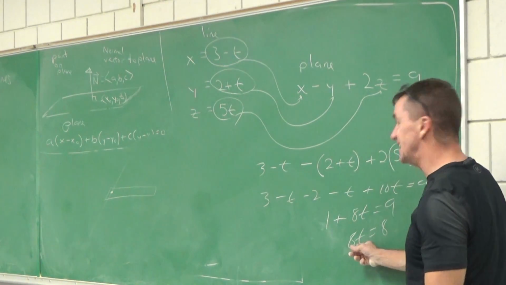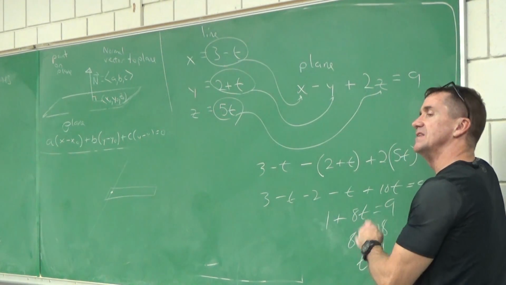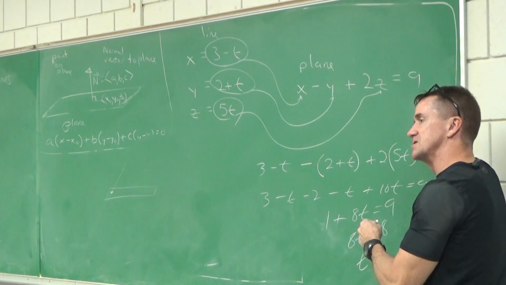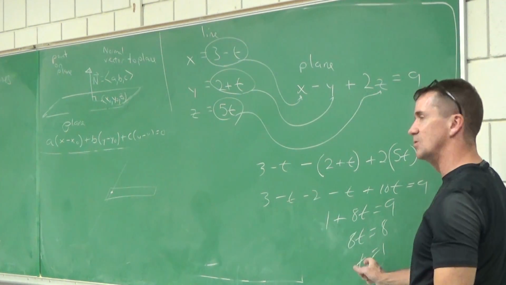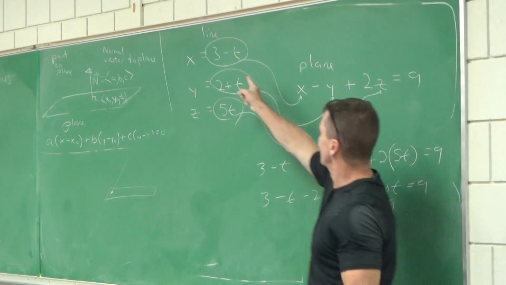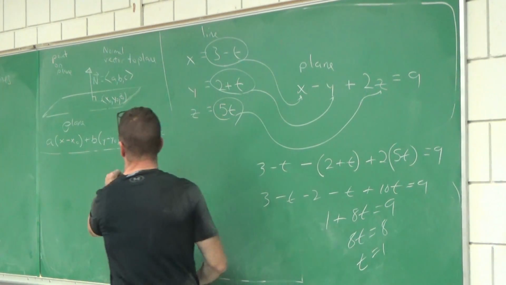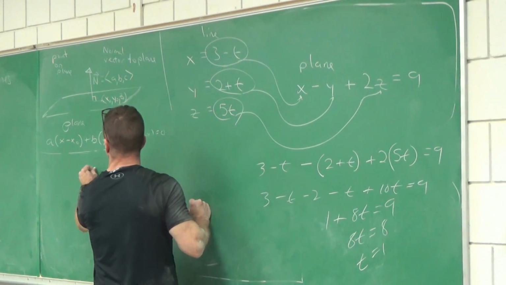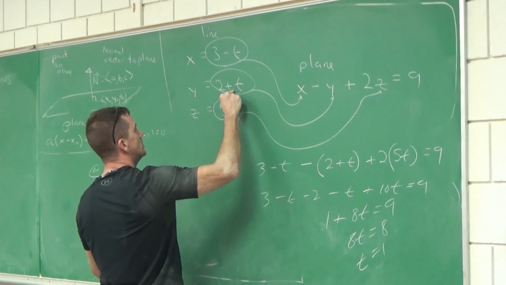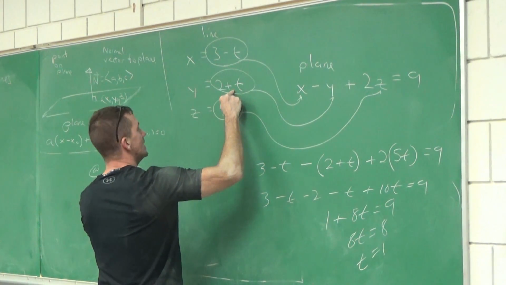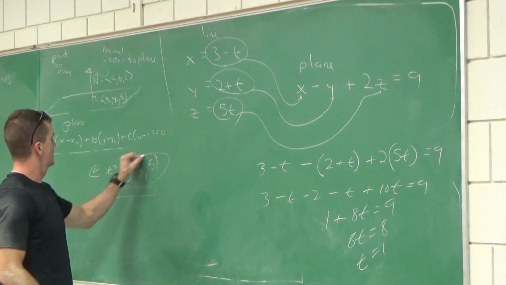Maybe a little bit too easy. t is what? Hey, don't leave the answer like that. One more step. They said find the point where the line intersects the plane. What do I do with this? Put it right back in the parametric equations. You'll get your x, y, and z point. Let's do that. What is that real point? When t is equal to 1, 3 minus 1 is 2, 3, and 5. That's the point. That's the answer.